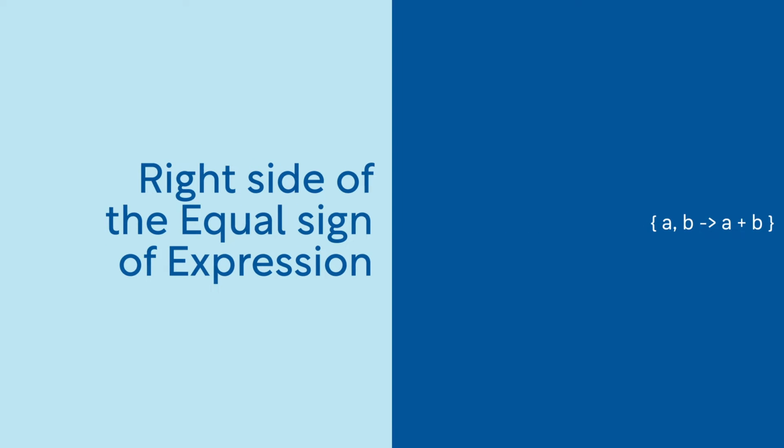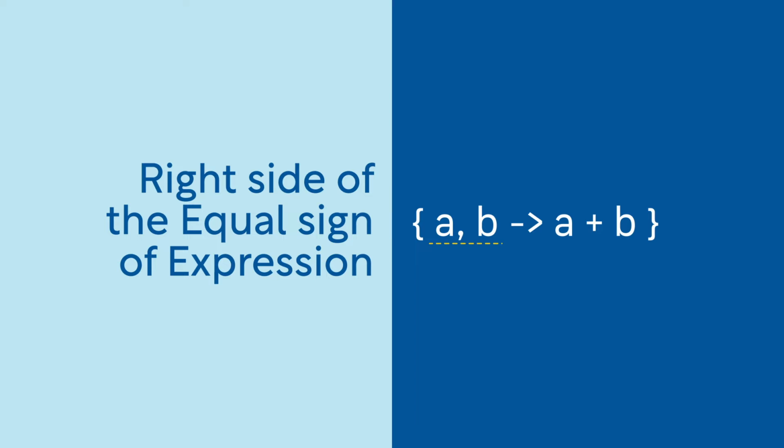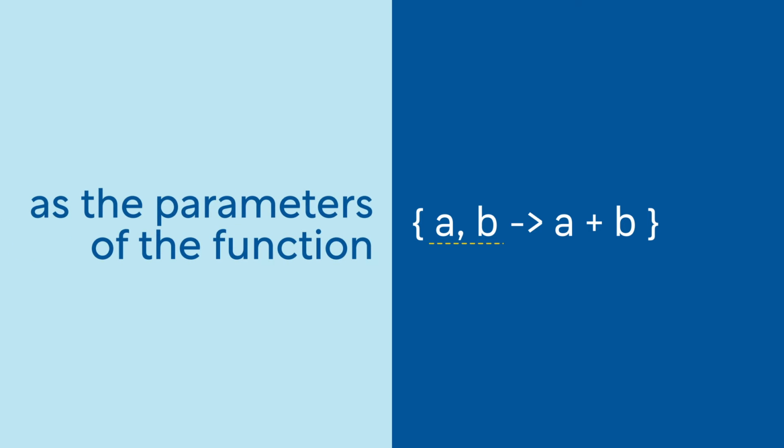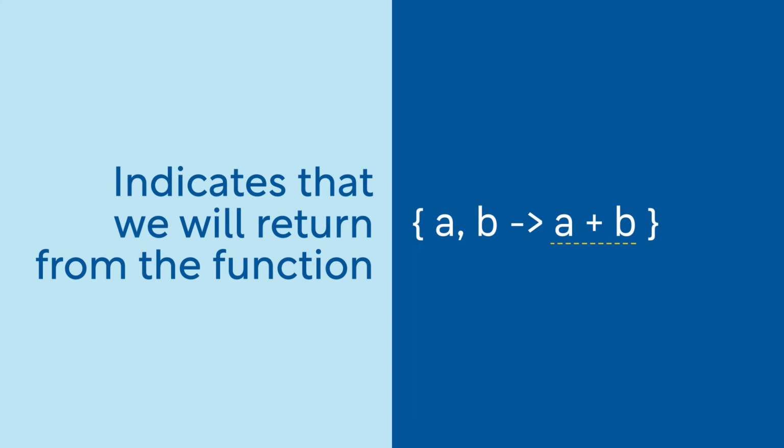Now we will see the right side of the equal sign of the expression. Here is a function where a, b on the left side of the arrow indicates the two integer values that we get as the parameters of the function. And the integer value by a plus b indicates what we will return from the function.